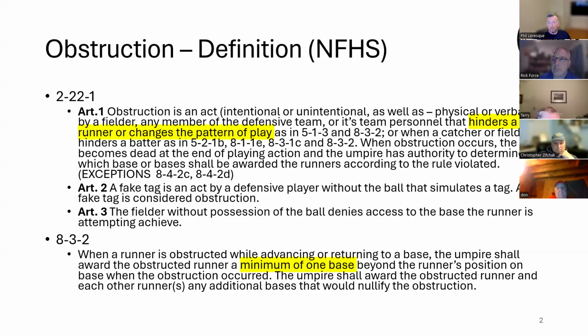But if they do it before and deny access, they have to have possession. Not that it's imminent, not that it's close, not that they're making a play on the ball. It has to have possession.